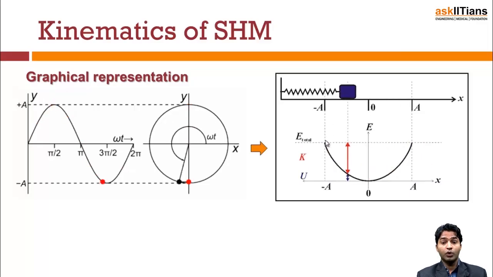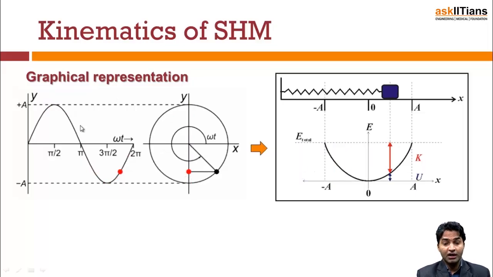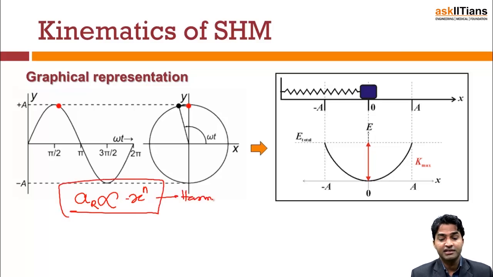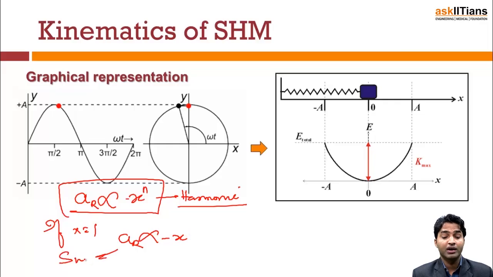So what we have, because SHM is simple harmonic motion, we must know harmonic motion. One more thing I would like to add here in this segment: we are talking about simple harmonic motion. If the restoring acceleration is directly proportional to x to the power n, that is a condition for a system to be harmonic. If n is equal to 1, meaning the degree of the displacement is 1, we can say restoring acceleration is directly proportional to minus x to the power 1. So this is a case of simple harmonic motion.